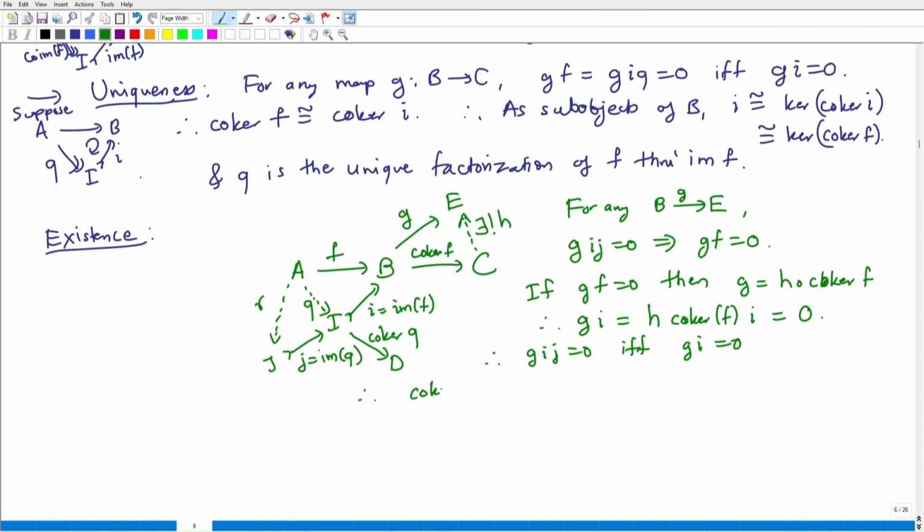The co-kernel of I is isomorphic to the co-kernel of Ij. Let me write isomorphic, and therefore I is isomorphic to Ij as subobjects of B. We used every single piece of data in this diagram so far. So I is isomorphic to Ij, so therefore what can we conclude? J is an iso.